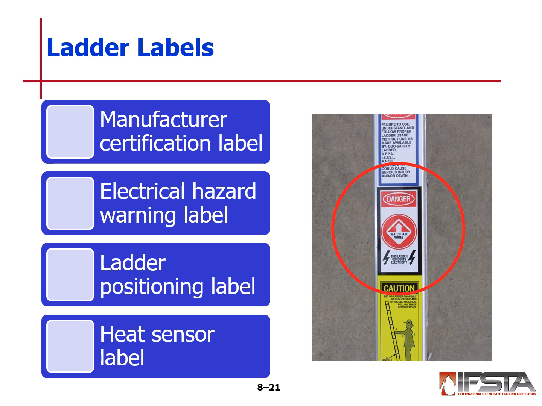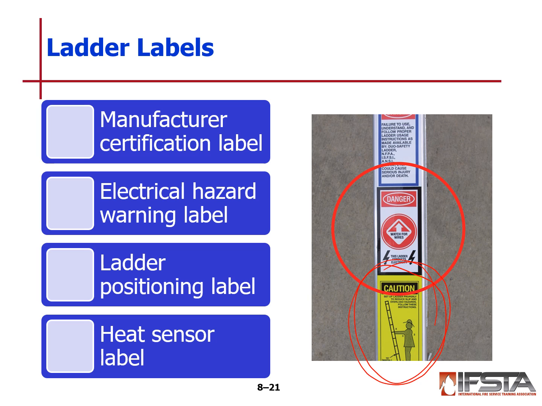Next are some labels that we may see. Manufacturer certification labels will be in place somewhere on your ladder, and usually we find them on the beams. Electrical hazard warning labels again give us a warning in our mind that we do not want to raise ladders into overhead power lines. And also you may see a positioning label right here that basically tells us how to set the angle of the ladder.